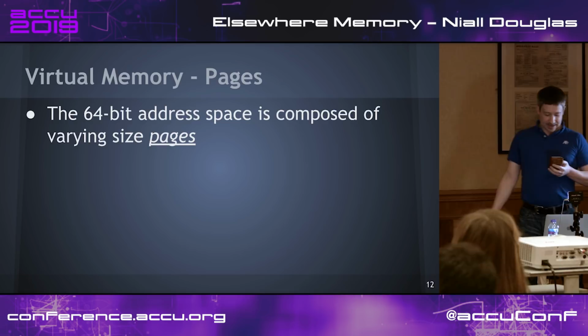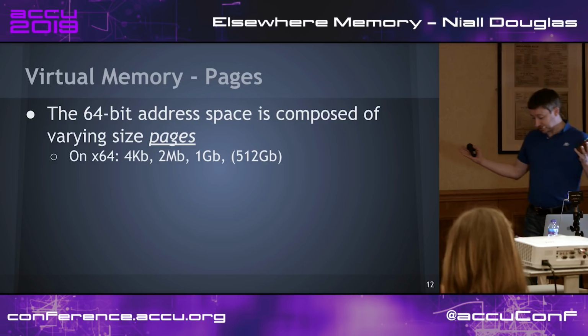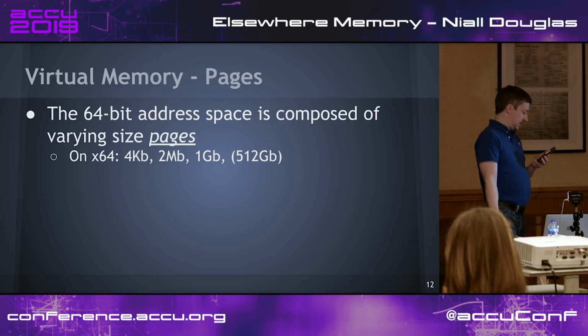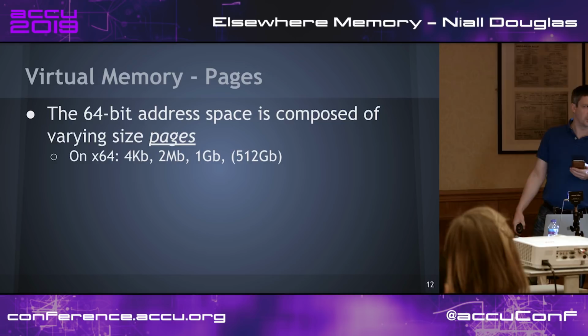So a 64-bit address space is composed of varying size pages on all of the major architectures. On x64, it's 4K, 2 meg, 1 gig, and I put in brackets 512 gig, because I think that's an option which kernels can choose to implement, but I don't think any kernel does.